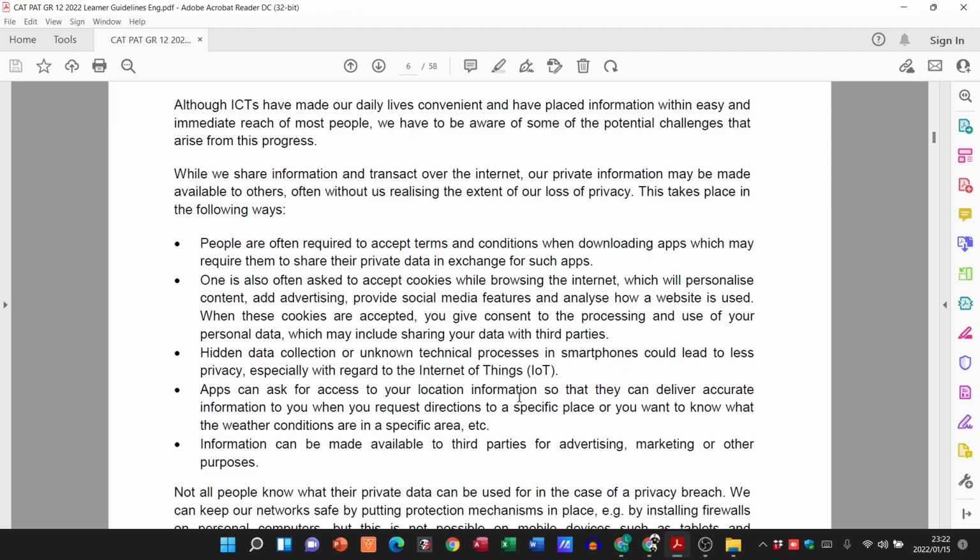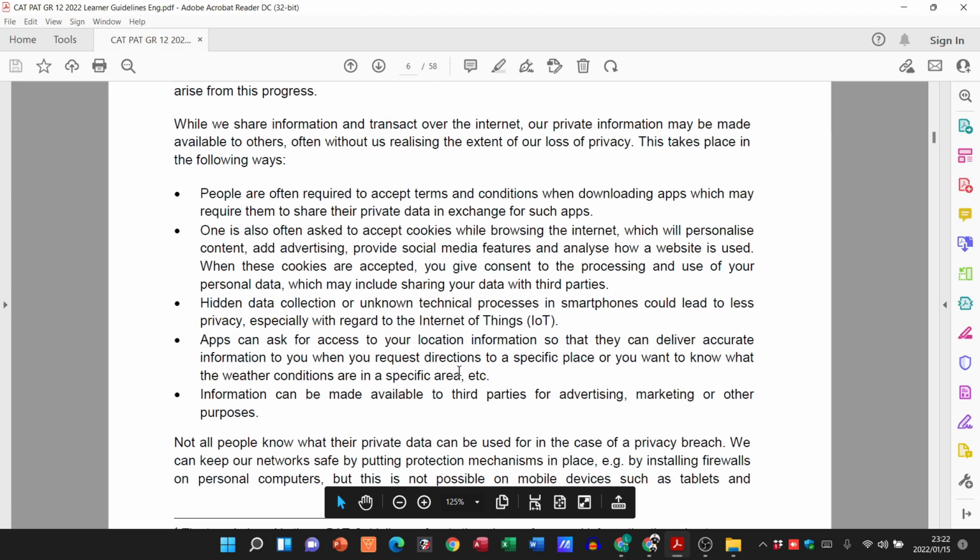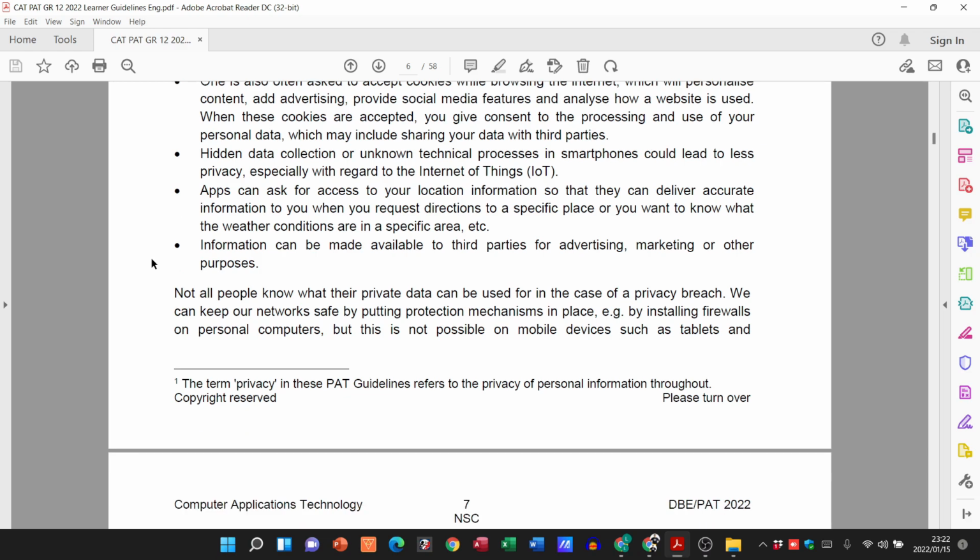Apps ask for your location. We know that even when you're taking photos, you can turn on geotagging. And then information can be made available to third parties for advertising and marketing, etc. So here again, they are just mentioning some of the ways in which we can lose our privacy when utilizing ICT devices. Okay, now they say not all people know what their private data can be used for in the case of a privacy breach.